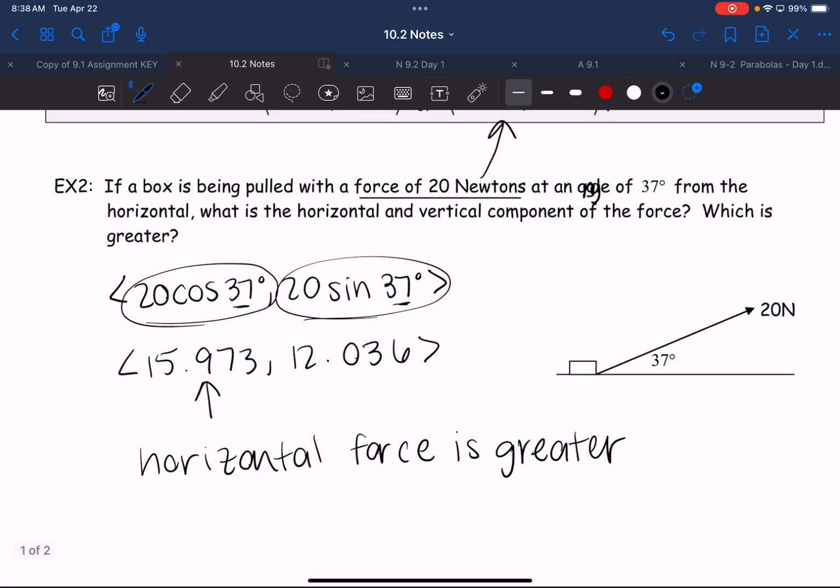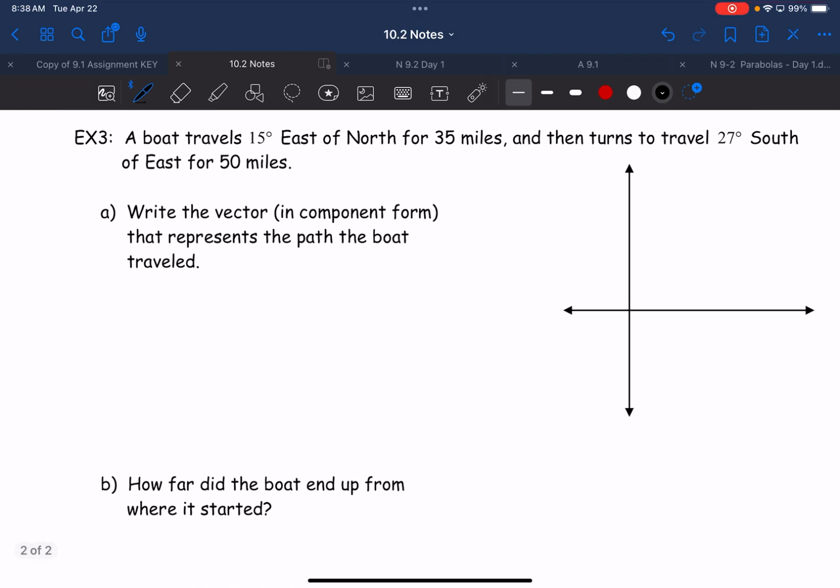Example number 3. This one says a boat travels 15 degrees east of north for 35 miles and then turns to travel 27 degrees south of east for 50 miles. Okay, so let's label that on our picture over here. So let's pretend this is kind of like a compass. All right, so we're going to go 15 degrees east of north.